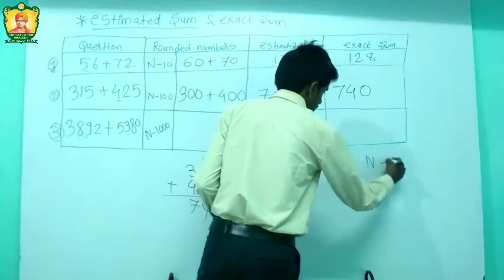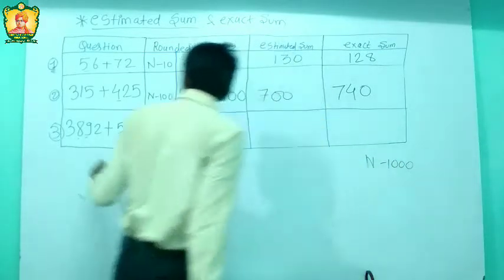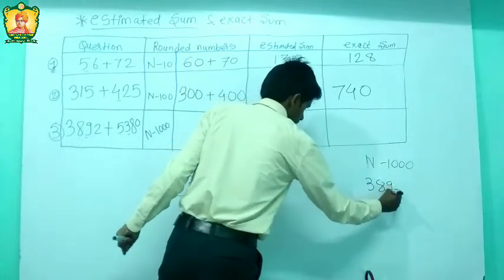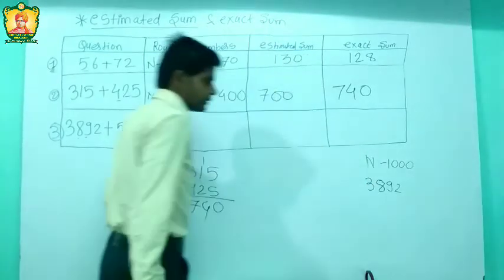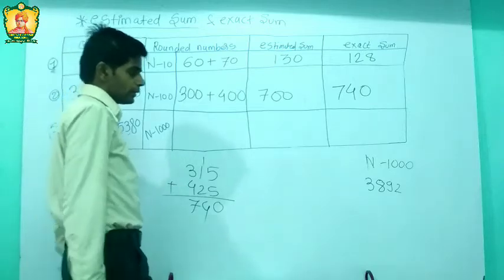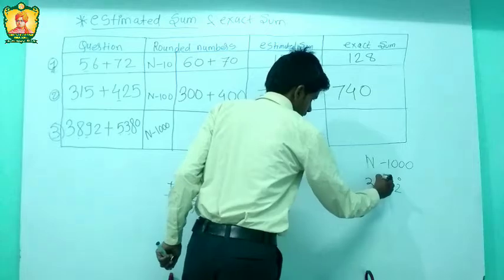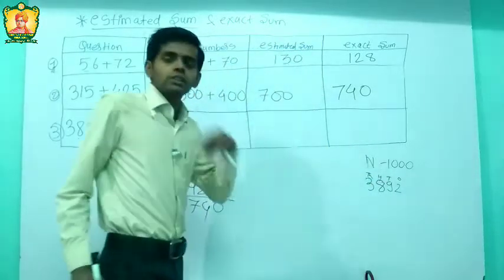Let's solve nearest 1000. अब हमको nearest 1000 निकालना है, कौन से नंबर का? 3892 का. ठीक है, we have to find out the nearest 1000 of 3892. Now look here, nearest 1000 is what? This is your 1, 10, 100 and 1000. So nearest is 1000 place.